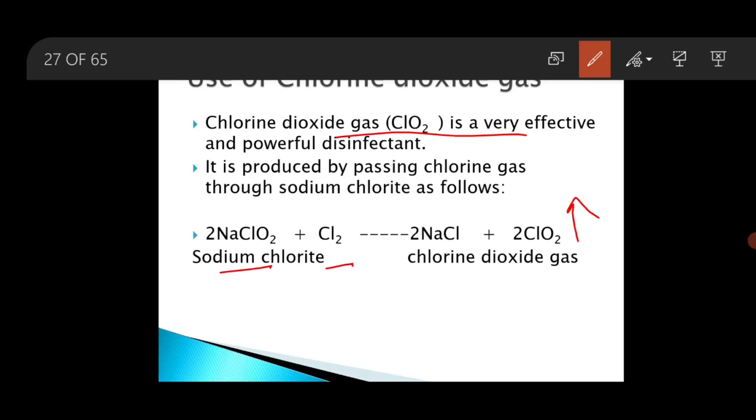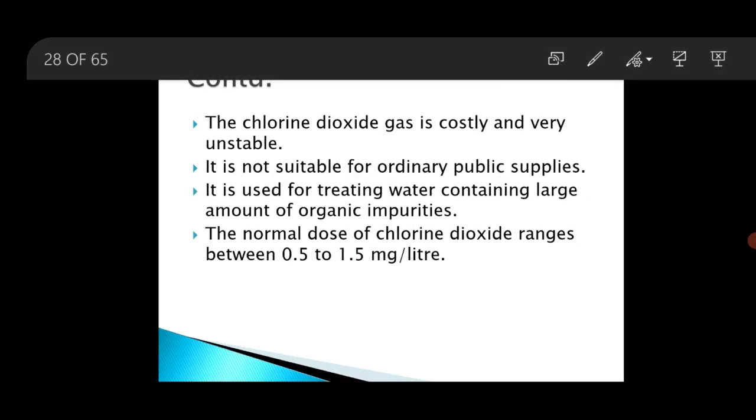So it is generally not used for treating ordinary public supplies. It may be used for treating waters containing a larger amount of organic impurities, and it is used for treating water containing phenolic compounds. The normal dose of chlorine dioxide usually ranges between 0.5 to 1.5 milligram per liter.